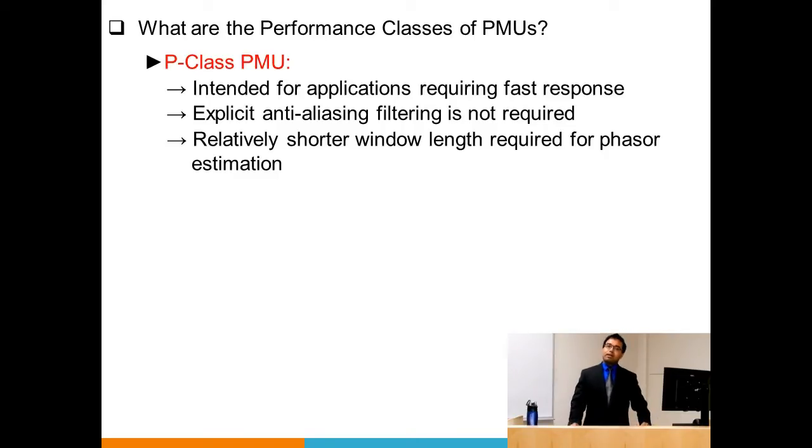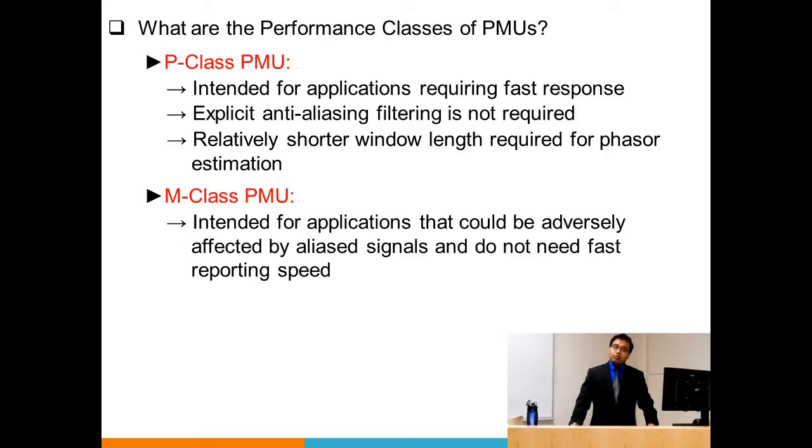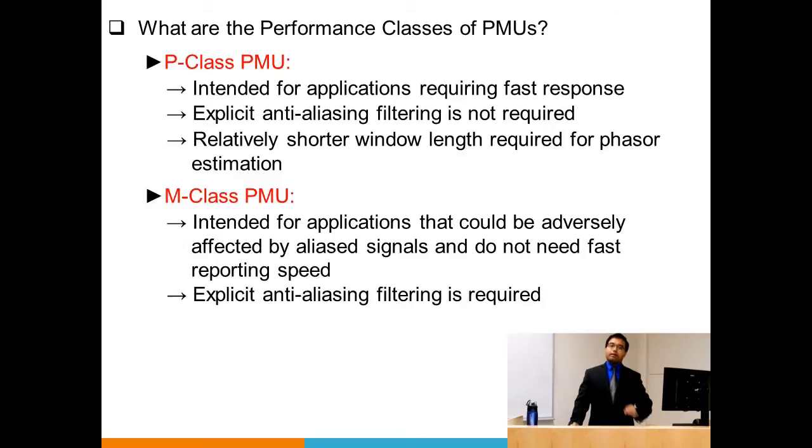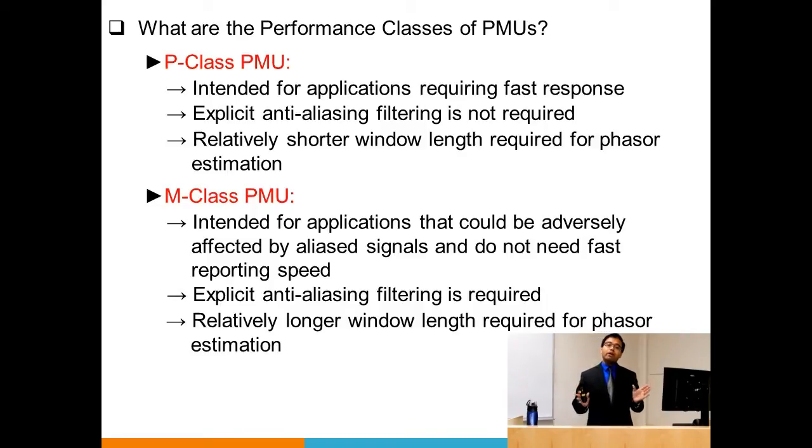Now let's look at the M class PMU. Now this is basically intended for those applications where the applications are affected by aliased signals. That means we are required to have some anti-aliasing filtering in this kind of a PMU. Not only is this an important feature of the M class PMU, but the other important feature is that it uses a relatively longer window length for estimating the phasor. That means M class PMUs will be more accurate than P class PMUs over a wider range.